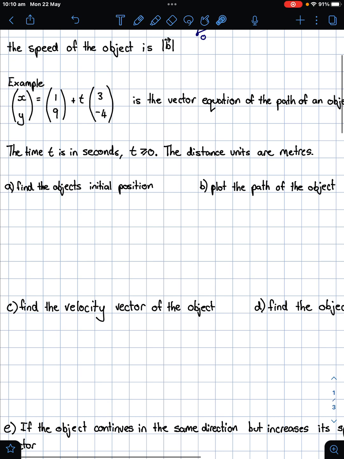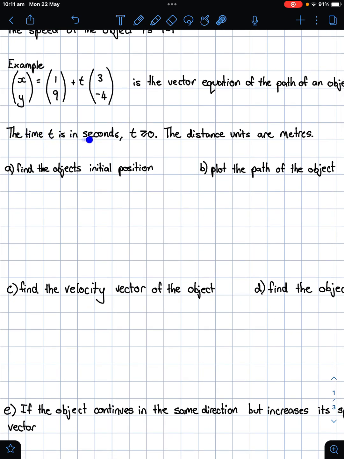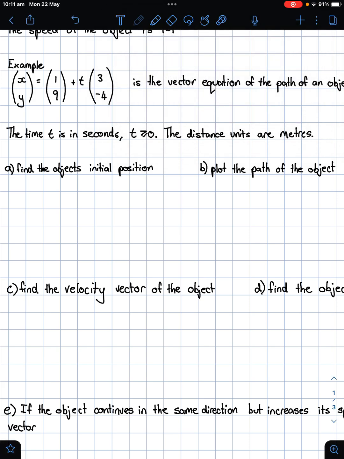So let's jump into an example really quickly. We've got this vector here: x and y equals the vector (1, 9) plus t times (3, -4), which is the vector equation of the path of the object. Time t is in seconds, t is greater than or equal to 0, and the distance is in meters. So what this means is that t here is in seconds.